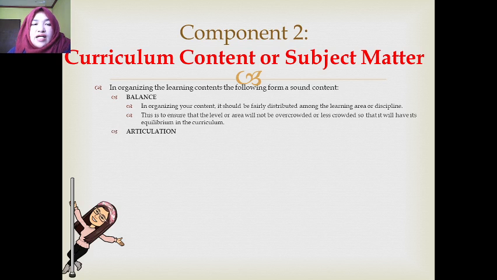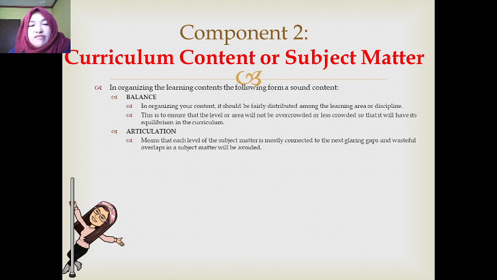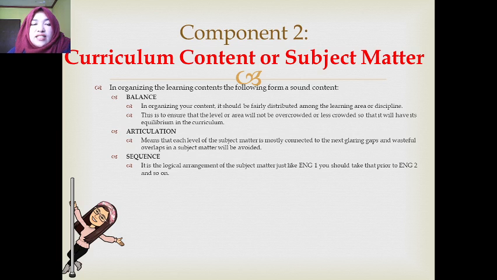Then, there is the articulation. It means that each level of the subject matter is mostly connected to the next. Glaring gaps and wasteful overlaps in a subject matter will be avoided. The sequence, no? It is the logical arrangement of the subject matter, just like English 1. You should take that prior to English 2 and so on.